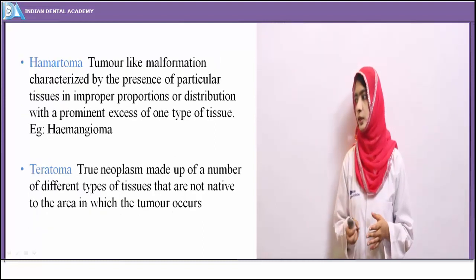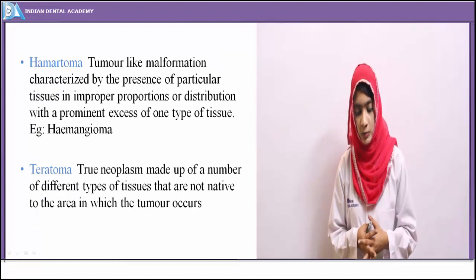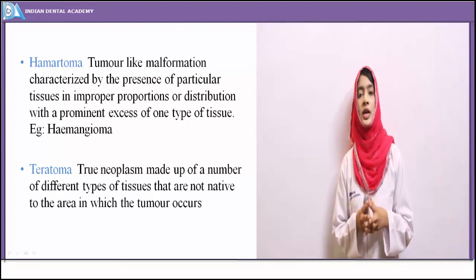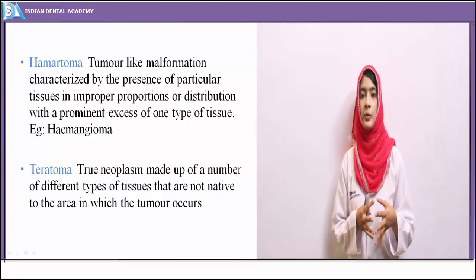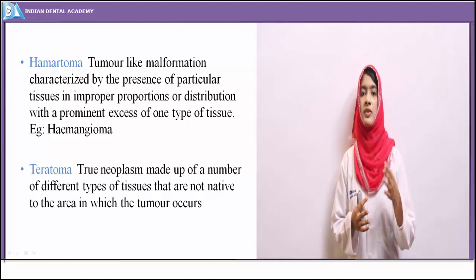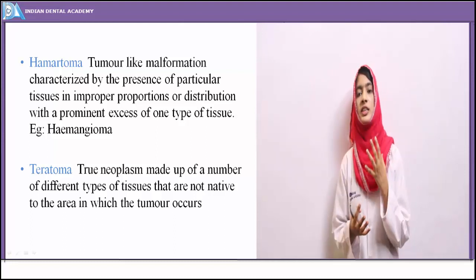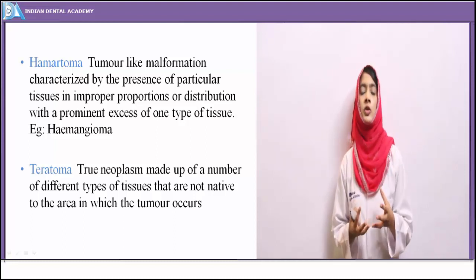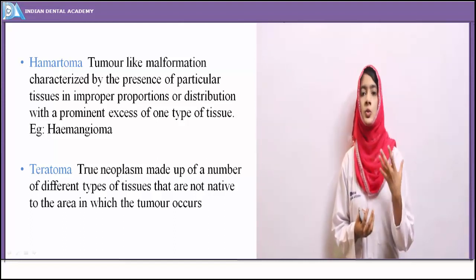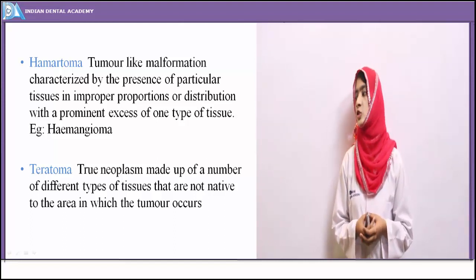And what is a hamartoma? A hamartoma is basically a tumor-like malformation seen due to excessive proliferation of one type of tissue, like the hemangioma. We have seen that hemangioma is a vascular malformation where the arteriovenous plexus shows more proliferation than required, ultimately leading to the clinical manifestations of hemangioma.